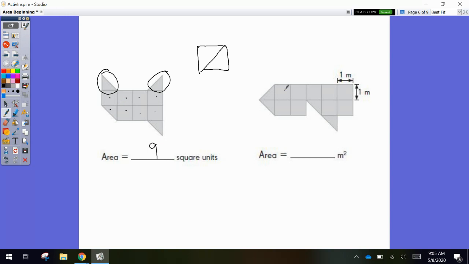Over here, count the squares first. 1, 2, 3, 4, 5, 6, 7, 8, 9. These 2 together make 10. These 2 together make 11 meters squared. Okay? Remember, triangles can't count as one. If you count up every space on here, you're going to get too many. You got to put 2 triangles together to make 1 square unit.